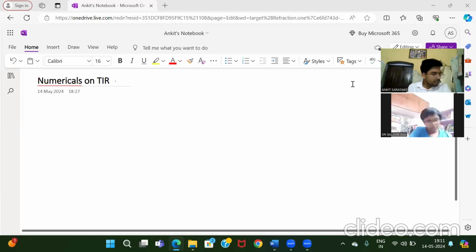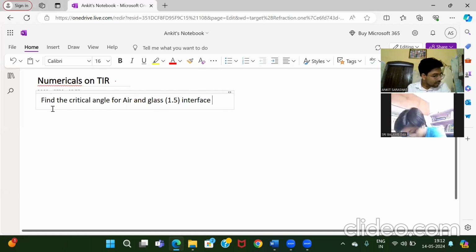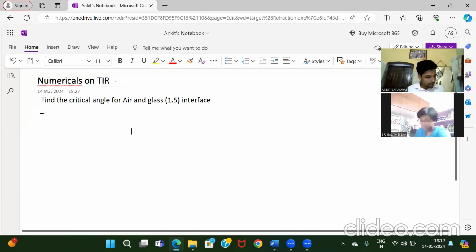Write down the question. Find the critical angle for air and glass. Glass is having the refractive index of 1.5. Find the critical angle for the air and glass interface. Here, first question. Solve this. Easy question, okay? What is the formula? Simply, first of all, draw the figure. Give me the answer. How much?